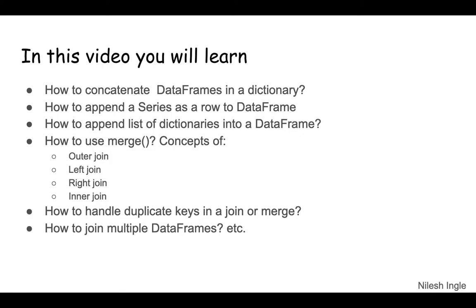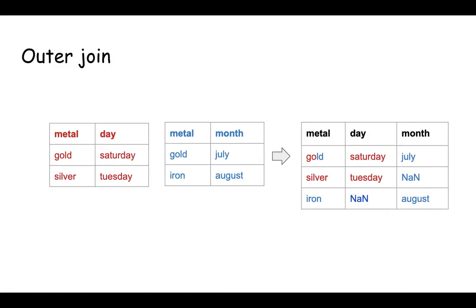And finally, we'll look at a very important concept of what types of joins there are: outer join, left join, right join, inner join, and we'll use the merge statement to see how that works. After that, we'll look at how we can handle duplicates in data frames when we are joining, and how we can join multiple data frames at once. So before we get into Jupyter Notebook, let's first look at the concepts.